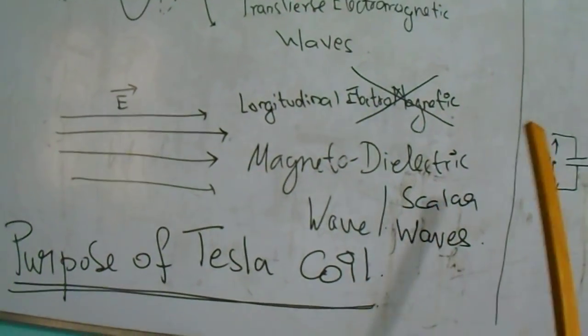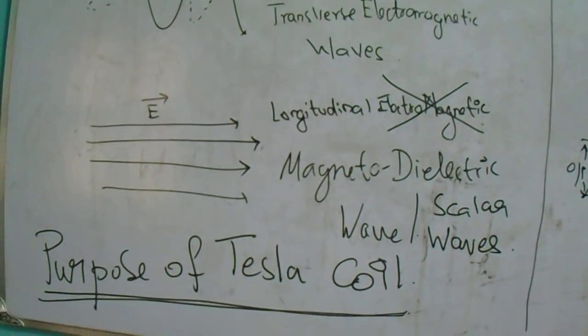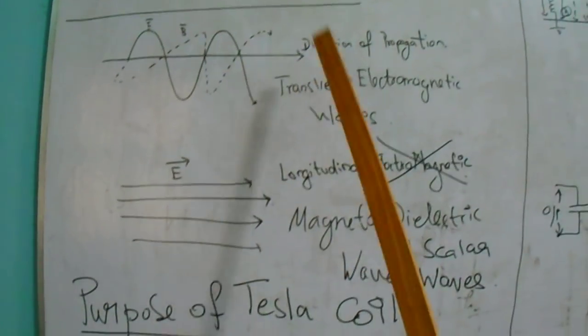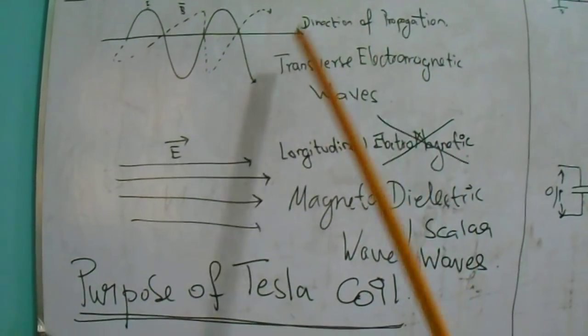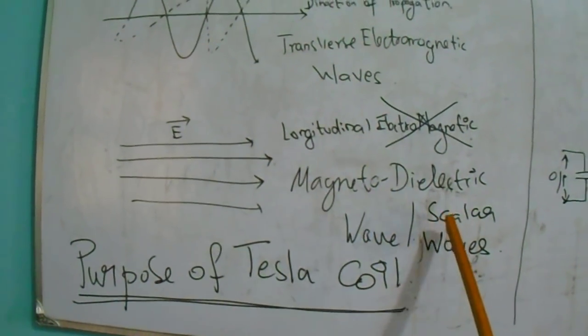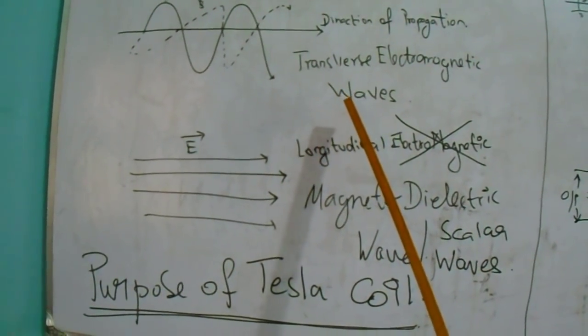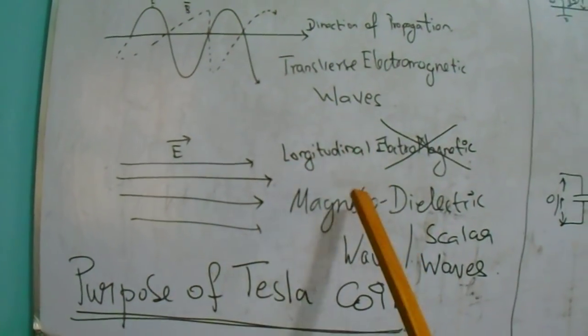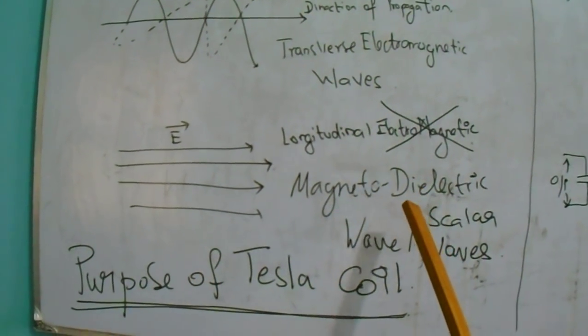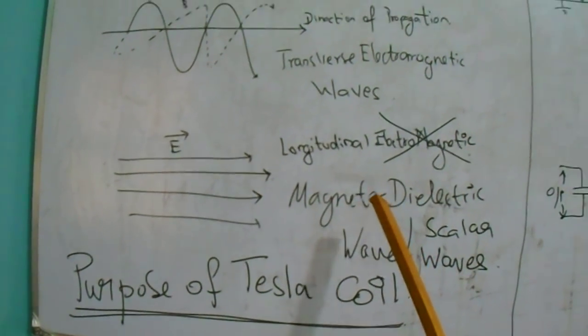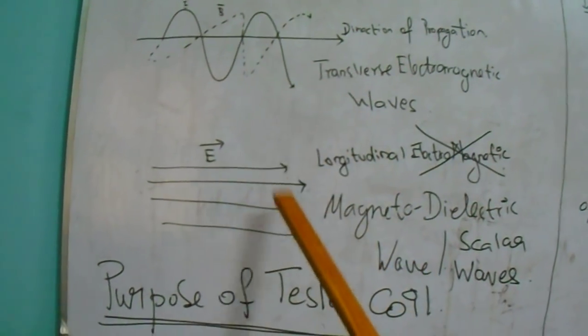Okay, so for beginners, there are two types of waves in nature, in any system: transverse waves and longitudinal waves. Transverse waves are similar to the wave created when you drop a stone in a pond of water. Longitudinal waves are similar to the wave created by sounds in air. Everybody is familiar with these two concepts.